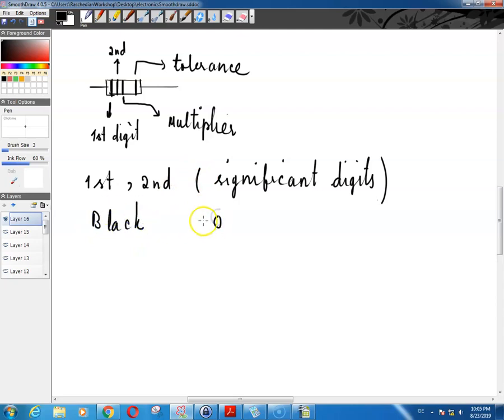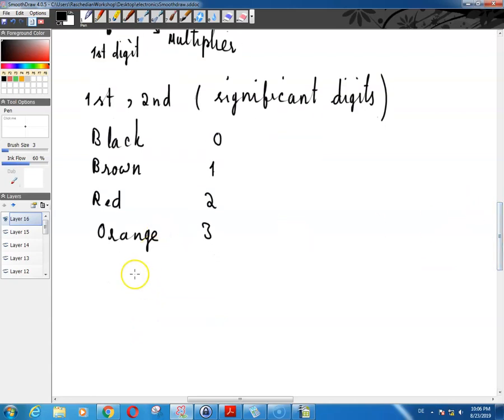0, brown is 1, then red is 2, 3 is orange, and then 4 is yellow. Yellow is 4. 5 is green. Green is 5. And then blue is 6. 7 is violet.